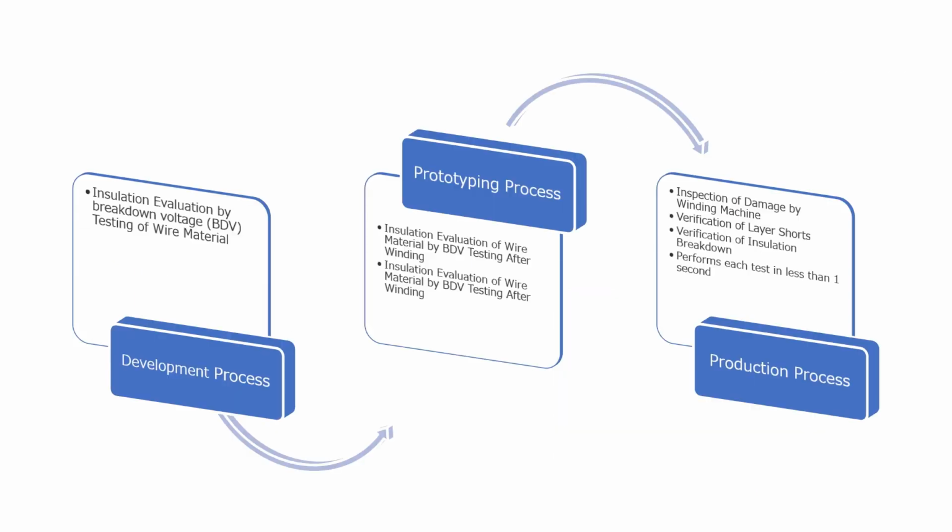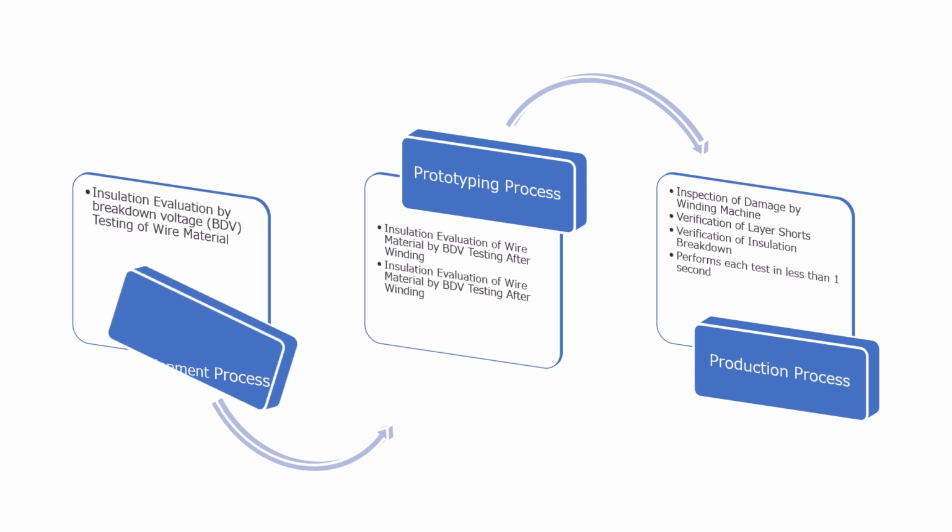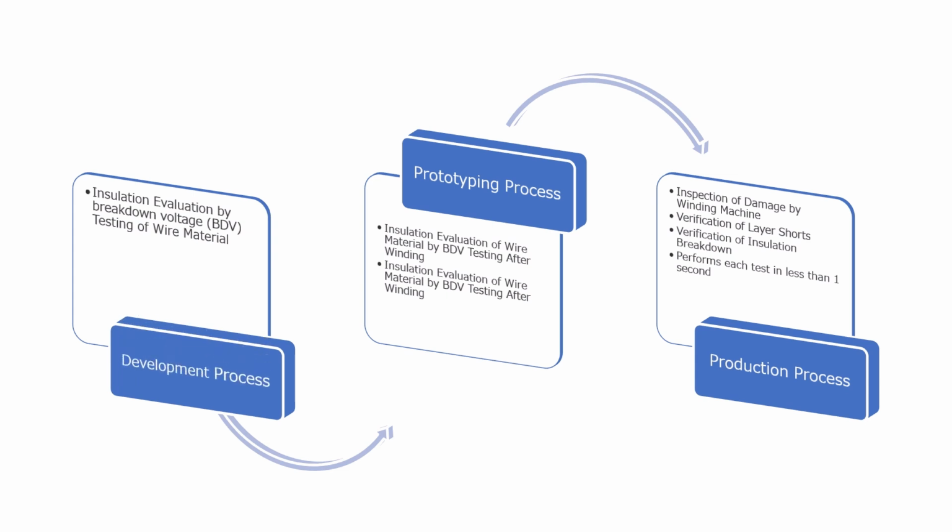The impulse winding tester allows for pre-checking the insulation strength of coil wires. Therefore, it is commonly used not only in production processes but also during development and prototyping stages.